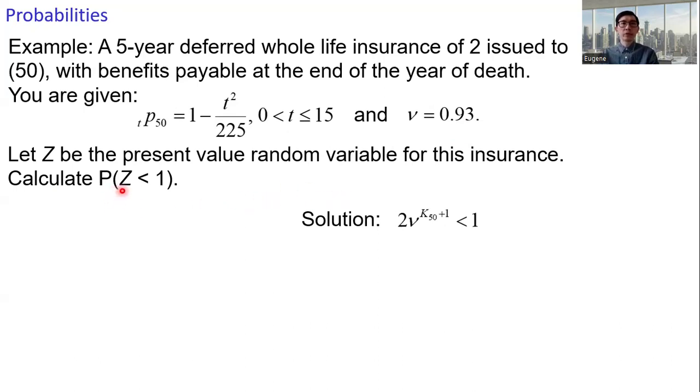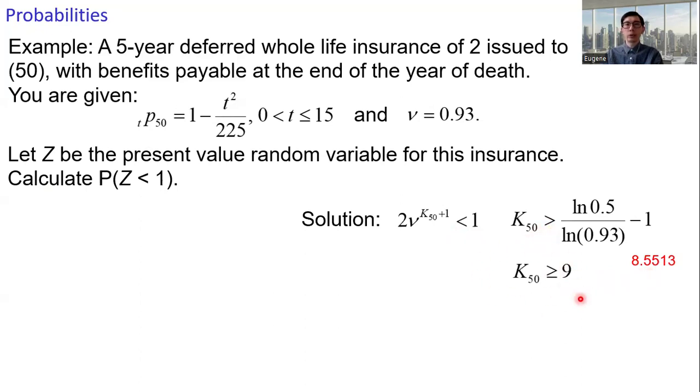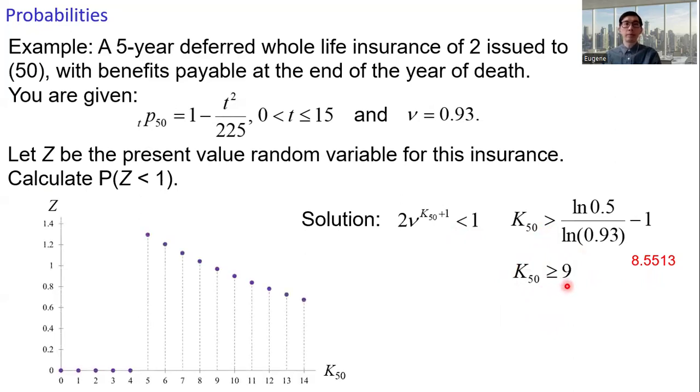All right, so the expression for Z is 2, the death benefit, times nu to the power K50 plus 1, and then less than 1. Solving for that, we need to get the event K50 greater than 8.5513. So that is, we need to get the probability that K50 is greater than or equal to 9. Let's take a look at the diagram of the deferred whole life insurance.